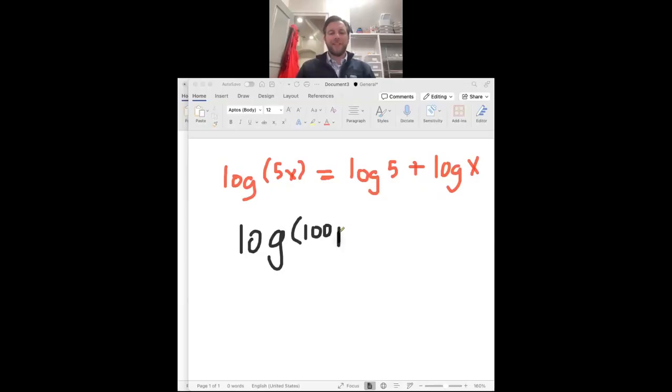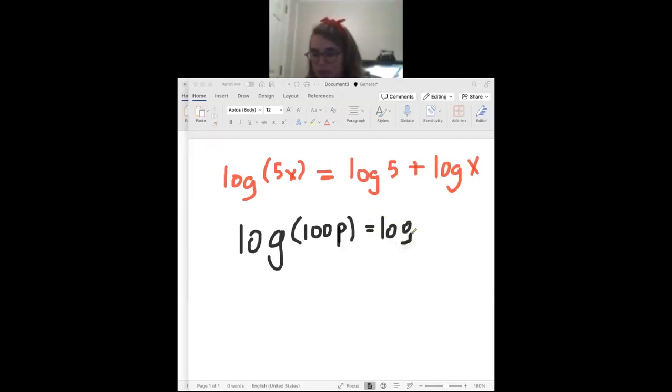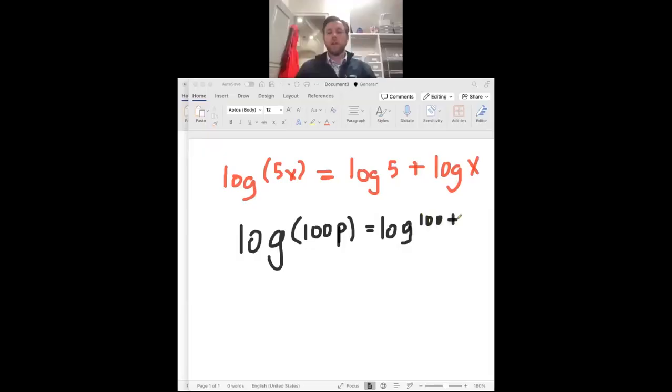Let me do it. Here we go. 100p. What does that become? Take the expression, multiplication, break it up, and give them each their own log. So this becomes what? The log of 100 plus the log of p. Right. Log of 100 plus log p.